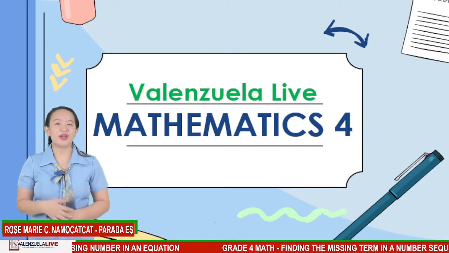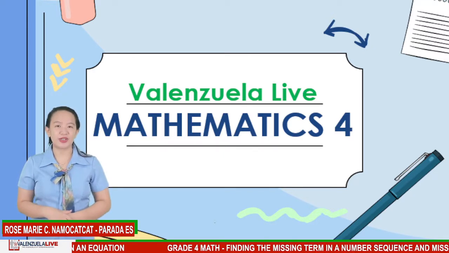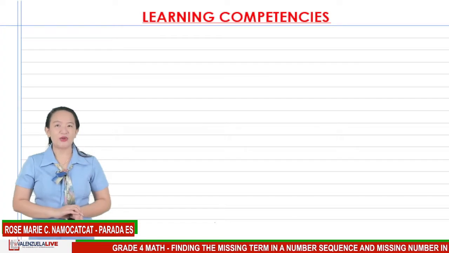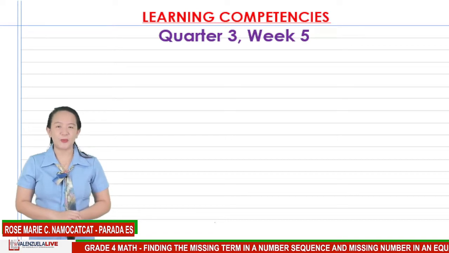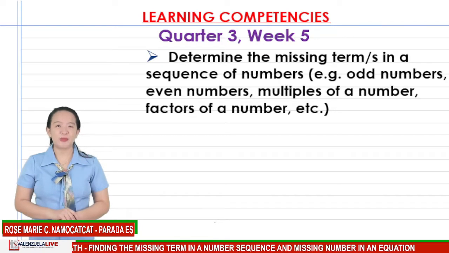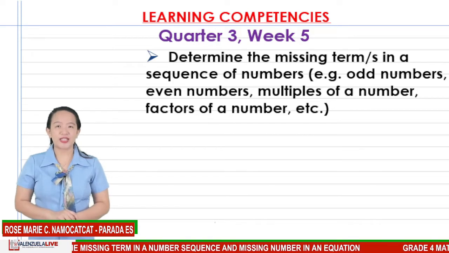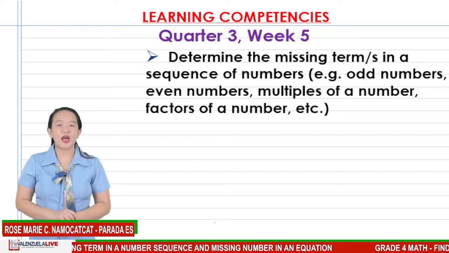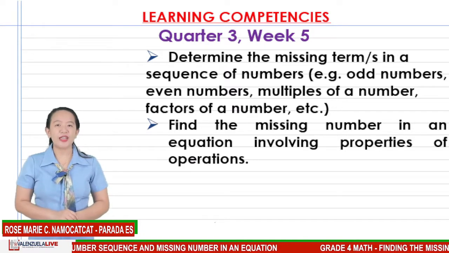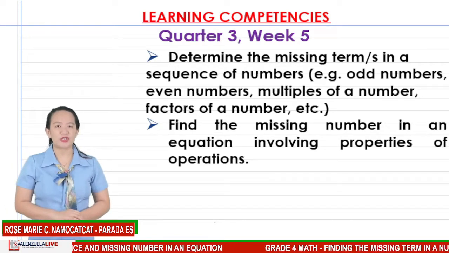Great job! So come on, get your pen, paper, and self-learning module, and let's start to learn and to love mathematics. Today, we are now in quarter 3, week 5 of our learning competencies, in which, at the end of this lesson, you are able to determine the missing term or terms in a sequence of numbers, such as odd numbers, even numbers, multiples of a number, and factors of a number. And also, find the missing number in an equation involving properties of equations.